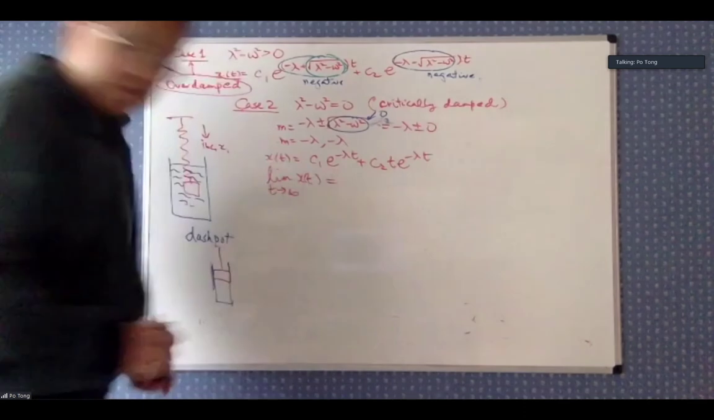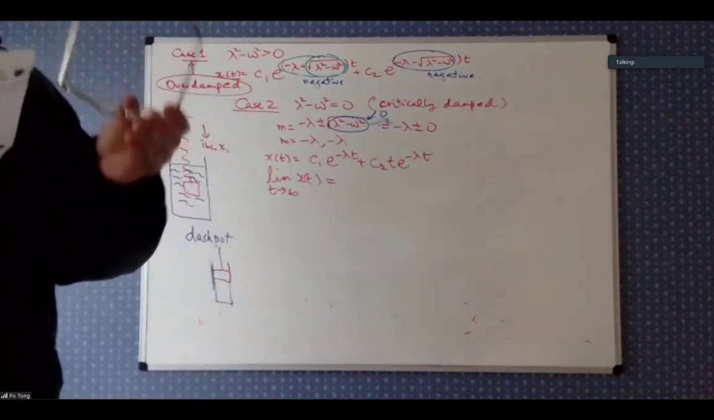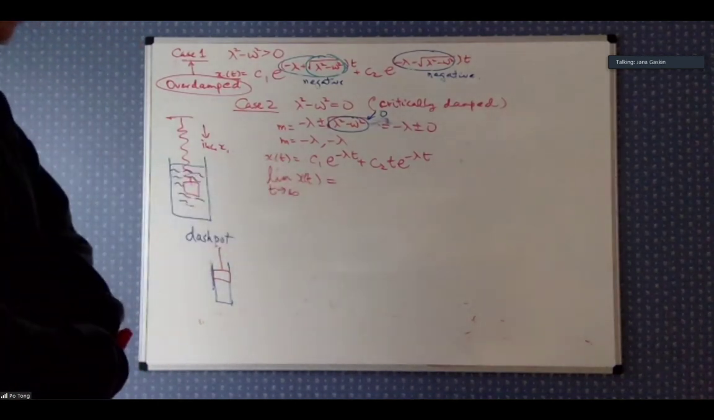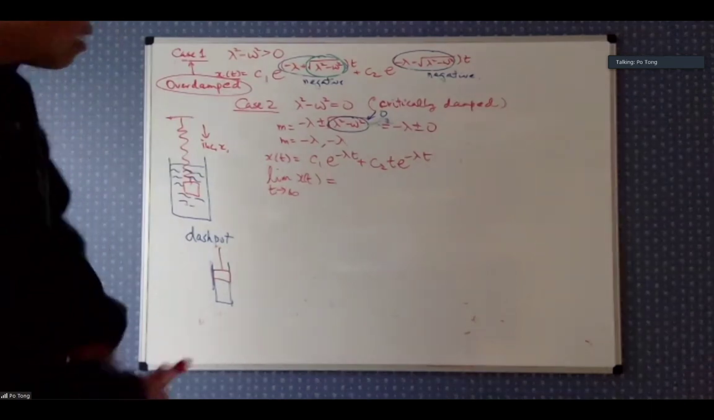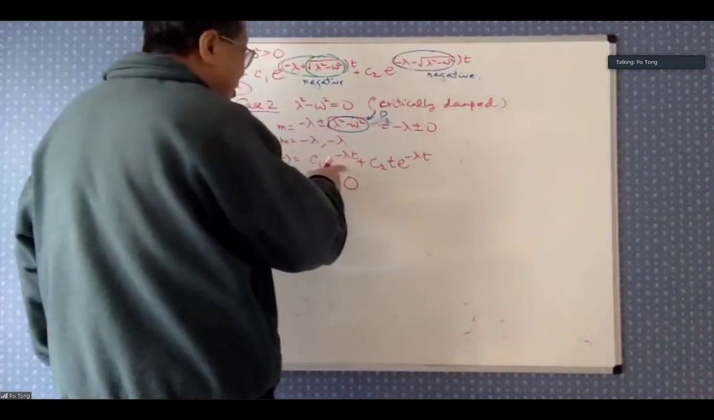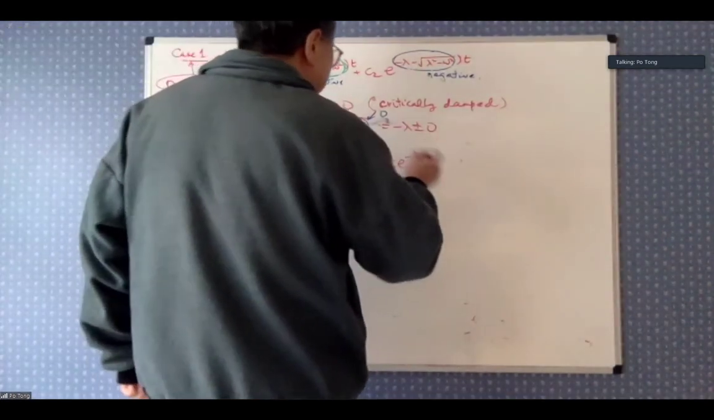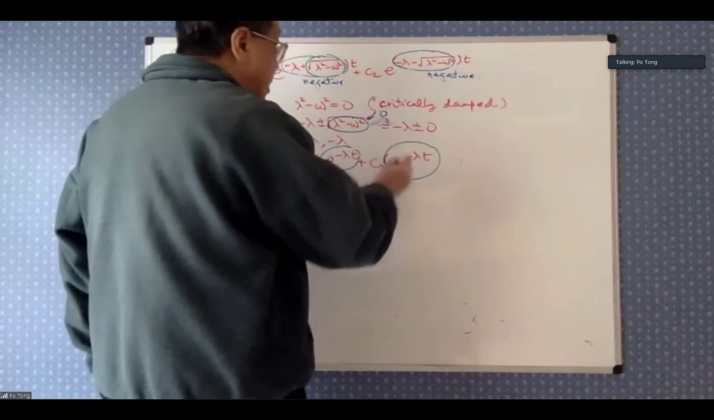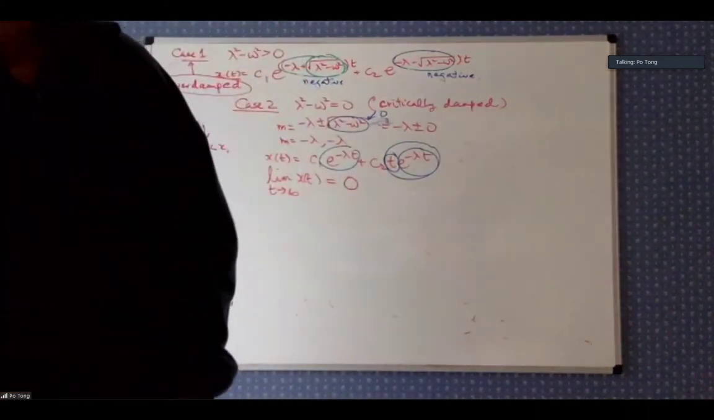What do you think this is as t goes to infinity? Did you say something, Jenna? I said zero. Oh, yeah, it's right. This guy is certainly zero, the first one. The second one is also zero intuitively. This guy is linear, going to infinity, and this guy goes to zero but exponentially. Exponential always wins compared with linear.